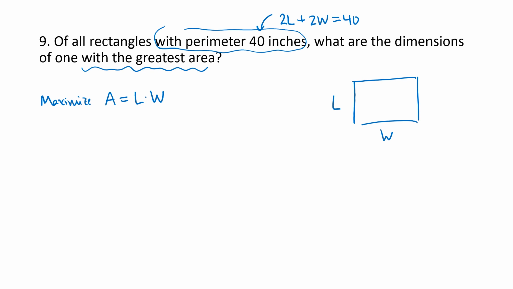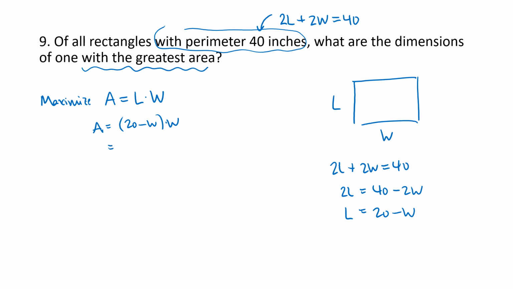So how do we fix that problem? We're going to fix that problem by using the constraint. We're going to use this formula 2L plus 2W equals 40. We're going to use that equation to eliminate one of the variables. And it doesn't really matter which one we eliminate. I'll just go ahead and eliminate L. So I'll write this as 2L equals 40 minus 2W. Divide both sides by 2, I get 20 minus W. So now I fix my area formula and write it as 20 minus W times W.